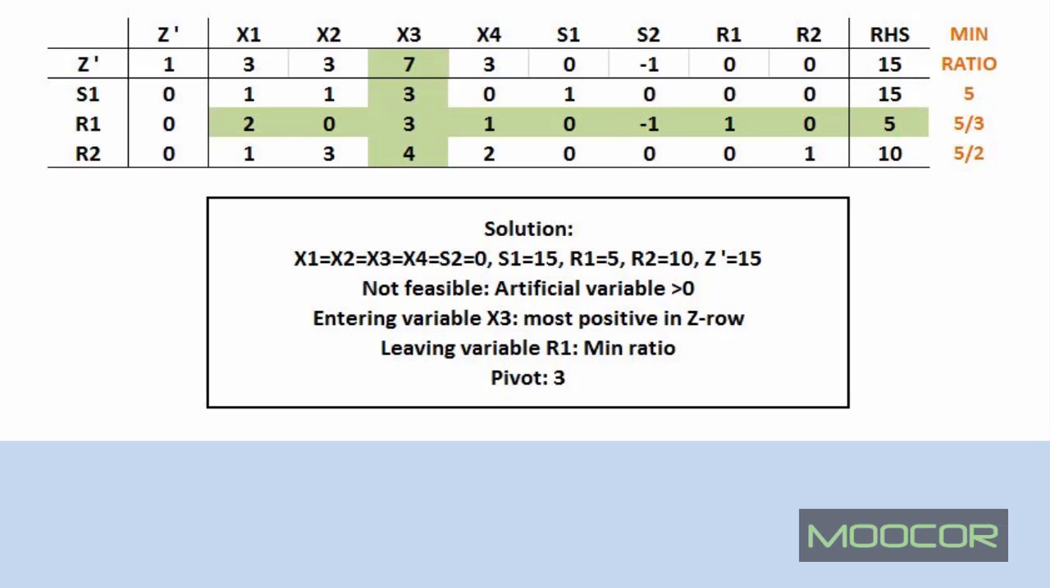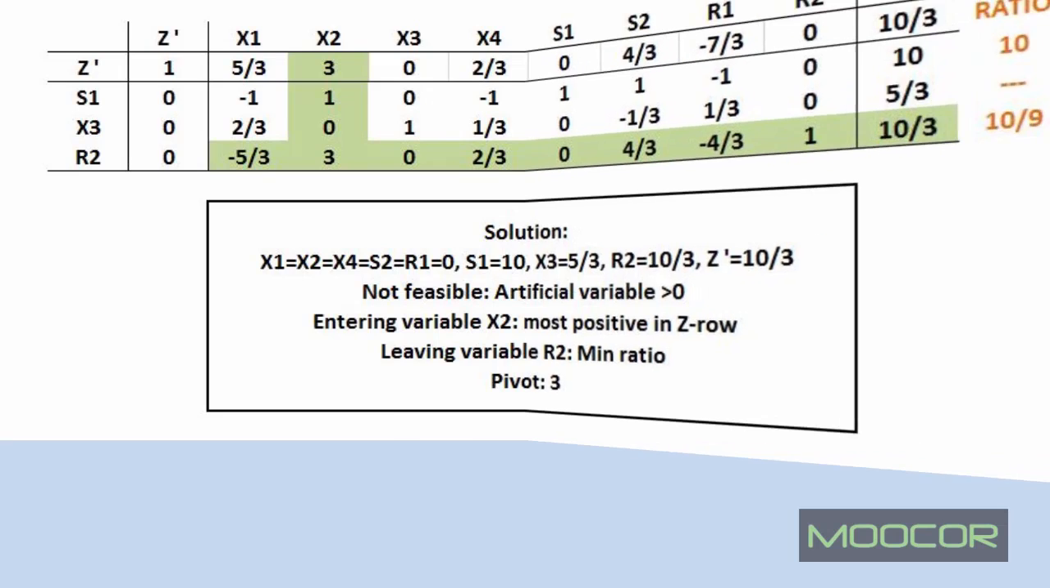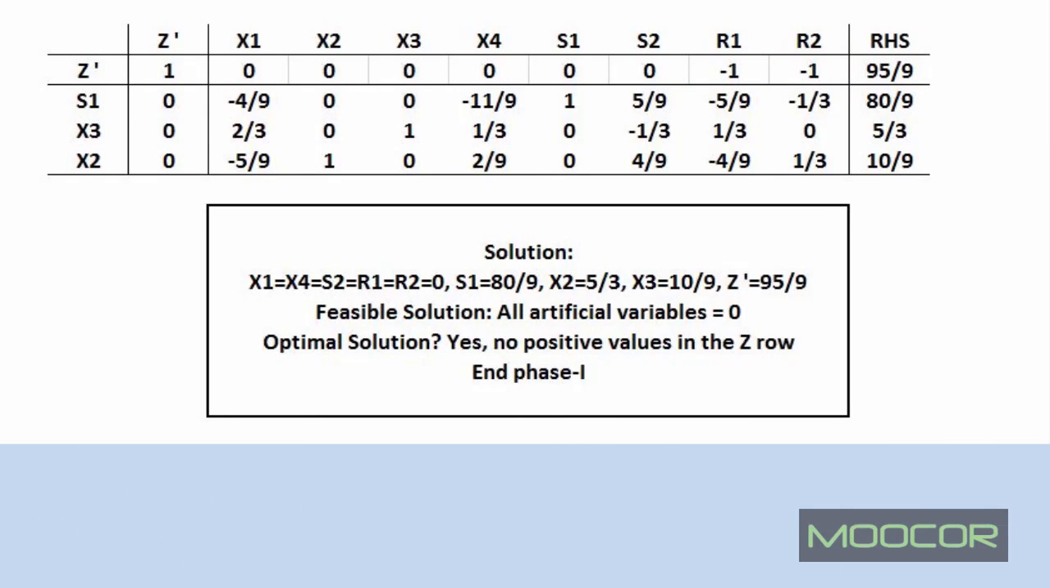We'll go through the steps identifying entering and leaving variables, and at the end of phase 1 we will come up with the optimal solution of this phase. Note that in this final optimal tableau of phase 1, none of the artificial variables are present in the basis. Both of them are non-basic and equal to 0. So this solution actually represents a feasible extreme point for the problem. From here we will end phase 1 and we will start phase 2.